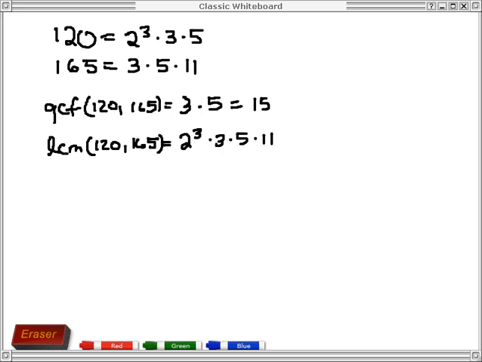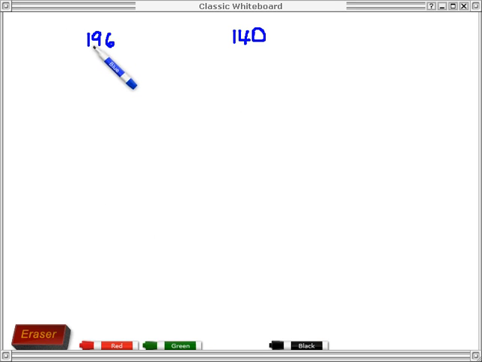Well, let's go ahead and do one more example. So the next example, we're going to find the greatest common factor and least common multiple of 140 and 196. So the first step, of course, will be to find the prime factorizations. So go ahead and pause the video and find the prime factorization of 196 and the prime factorization of 140.